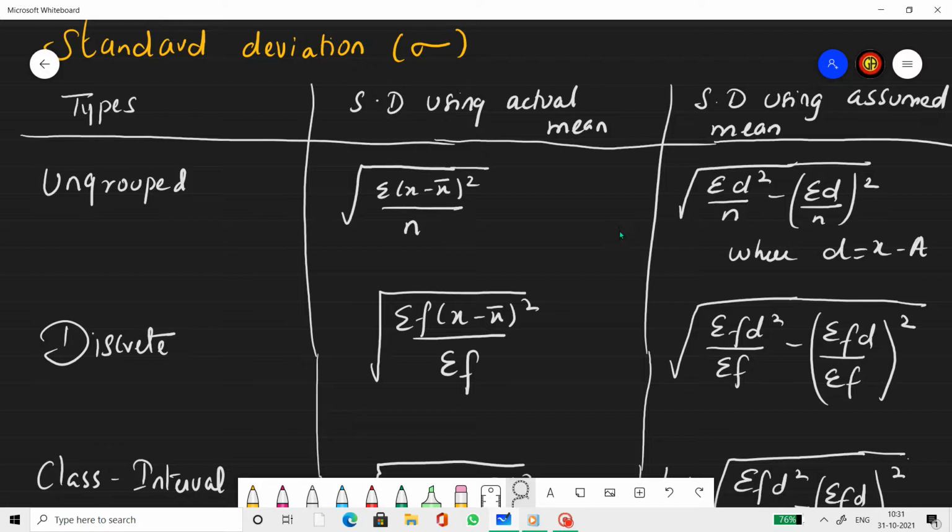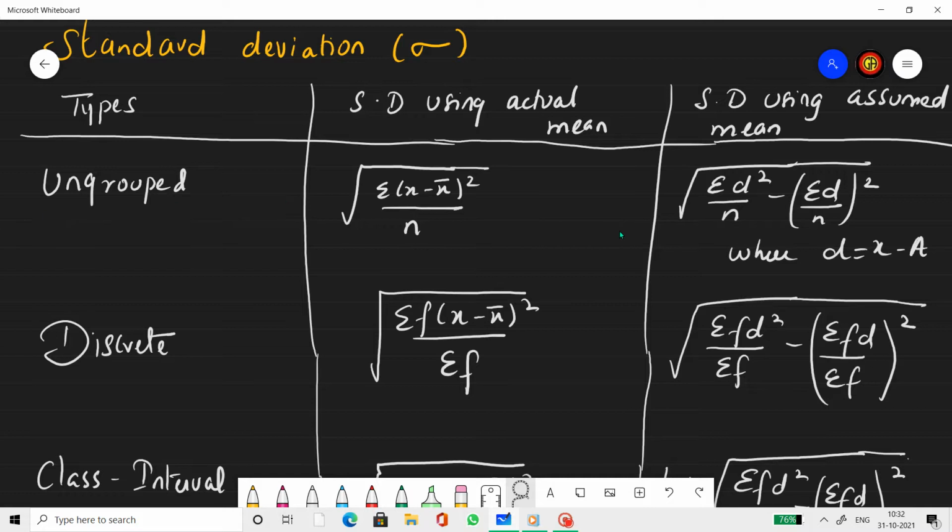So standard deviation using actual mean means we first find mean and then we step into standard deviation. Whereas for standard deviation using assumed mean, we don't even find mean. We take the central value in the given x as our assumed mean, as our a, and then we do d equal to x minus a here. Okay, let's see the formulas in detail now.